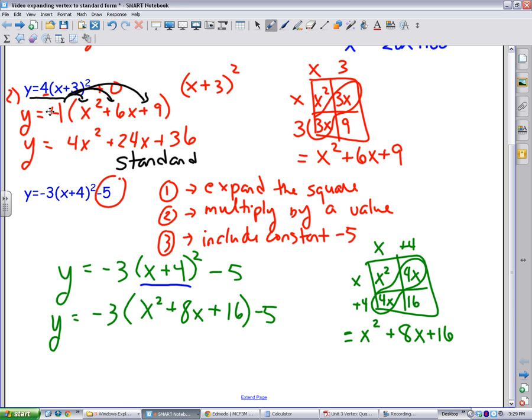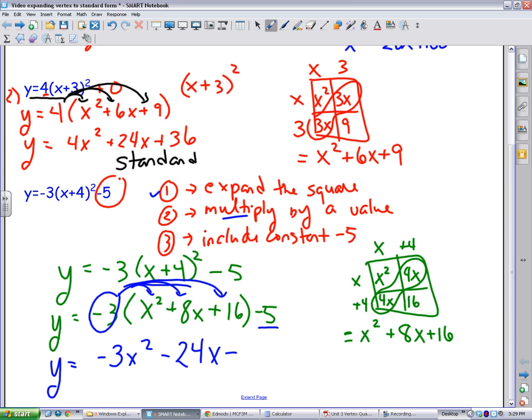So my first step is done. My second step is to multiply. So the negative 3 only multiplies the stuff in the brackets because the negative 3 is not over here multiplying the negative 5. So I get y equals negative 3 times x squared is negative 3x squared. Negative 3 times 8x is negative 24x, and negative 3 times 16 is negative 48. Now, I haven't dealt with the minus 5, so I'm going to carry that down, minus 5.